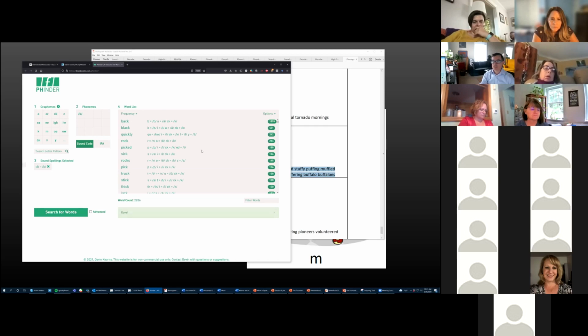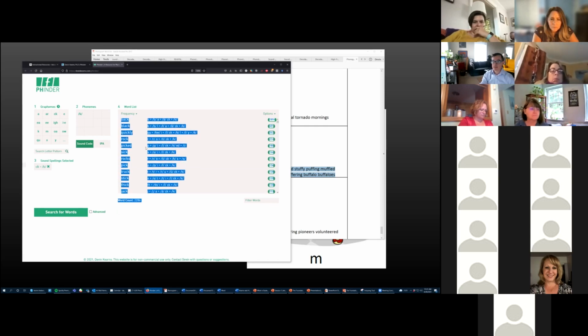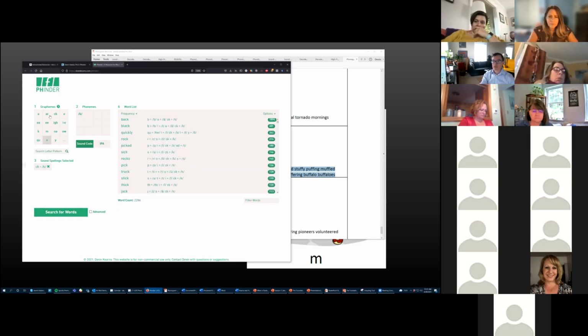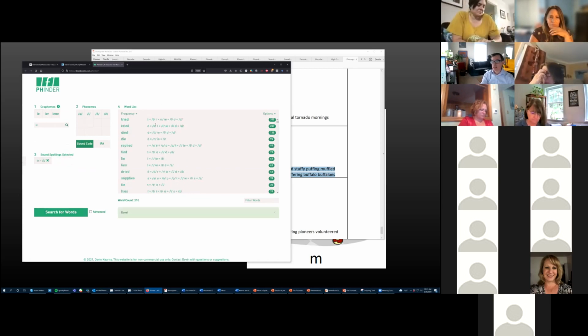And it'll bring up a list of words that contain the sound spelling that you're interested in. So these are some examples here, but if you want to do something like IE, you can say IE says I, and then you search for words. It'll give you all the words where IE says I.